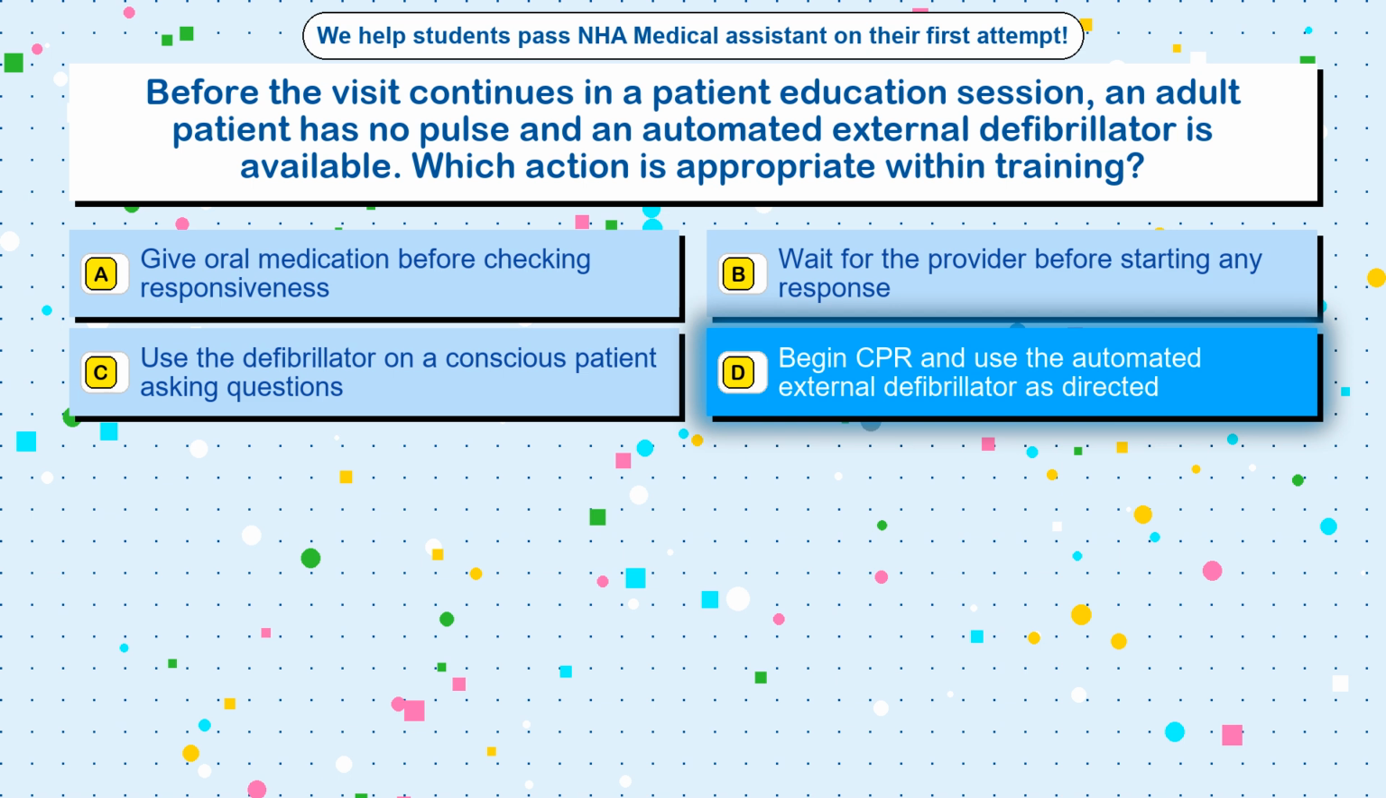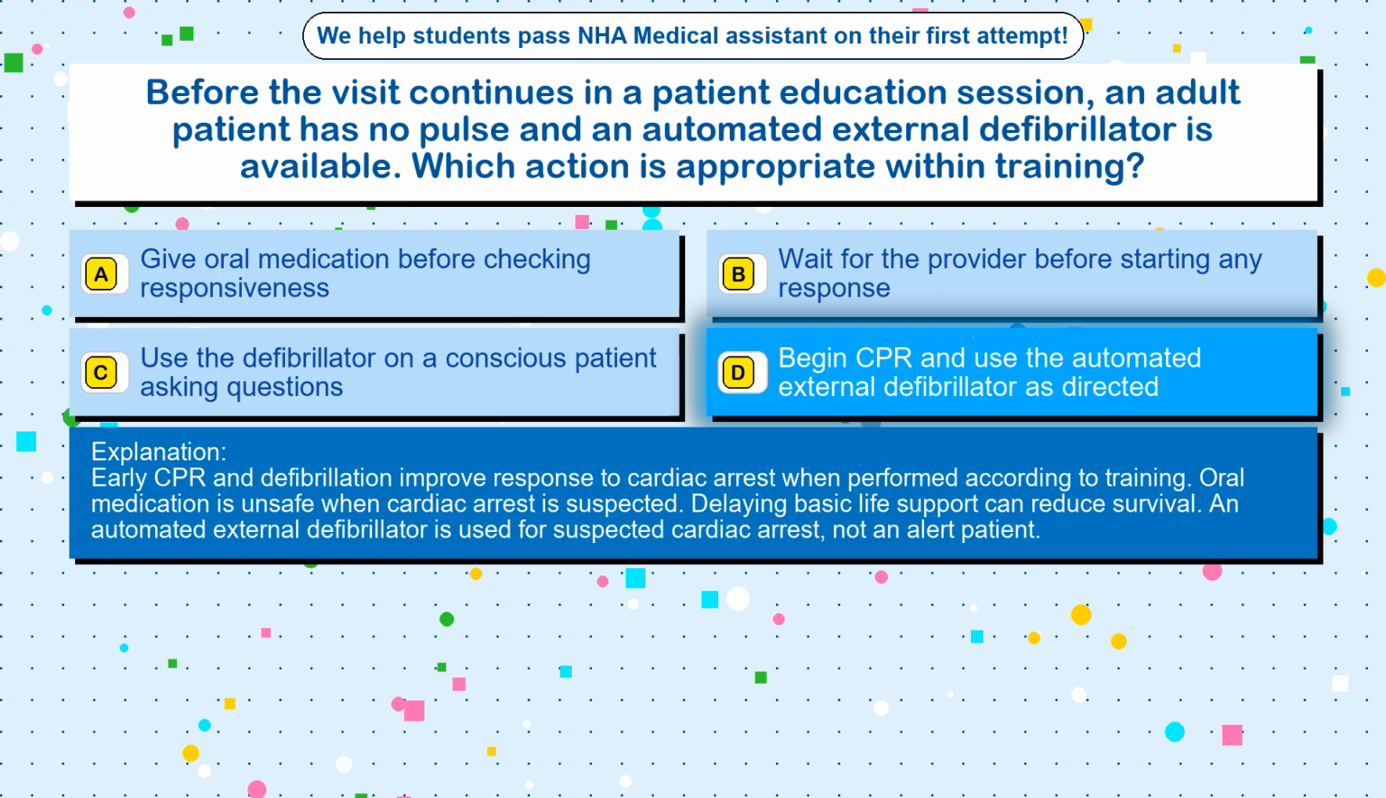The correct answer is option D. Begin CPR and use the automated external defibrillator as directed. Early CPR and defibrillation improve response to cardiac arrest when performed according to training. Oral medication is unsafe when cardiac arrest is suspected. Delaying basic life support can reduce survival. An automated external defibrillator is used for suspected cardiac arrest, not an alert patient.